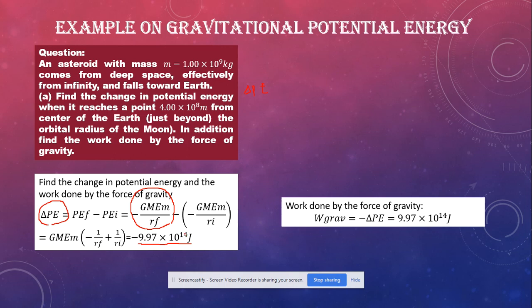Now, to find the work done, I know the relation between the work done and potential energy, which you did learn about in chapter 4. The work done by gravity is equal to the negative of the change in potential energy. So the work done by the force of gravity in this question is equal to the same value, in positive form, 9.97 to the power of 14 joules.